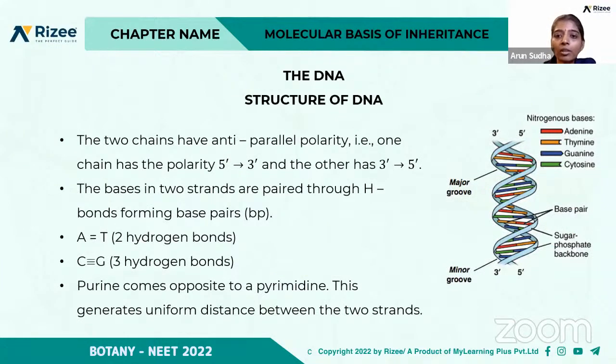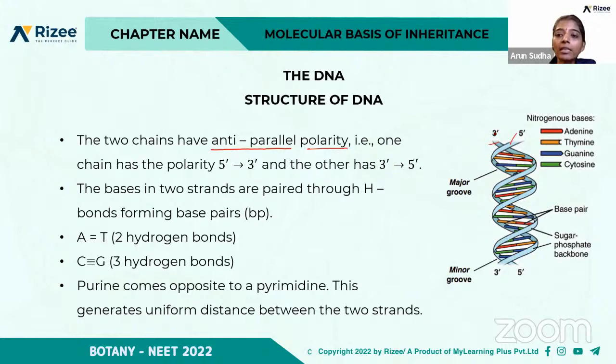So if you take the structure of DNA, the 2 chains have anti-parallel polarity. So what do you mean by anti-parallel polarity? So if you take this, this is one chain and this is the other chain, right? 2 polynucleotide chains. This is the one, this is the other one. So they are anti-parallel.